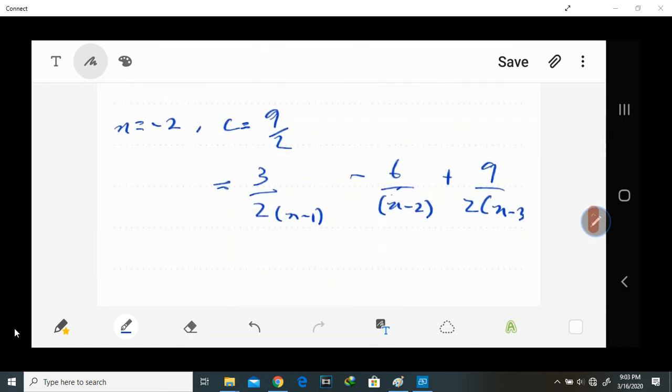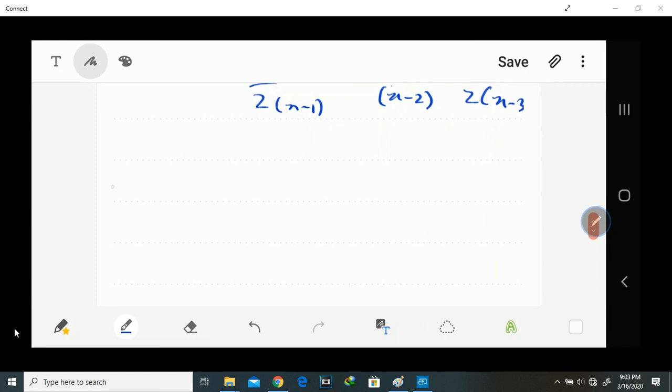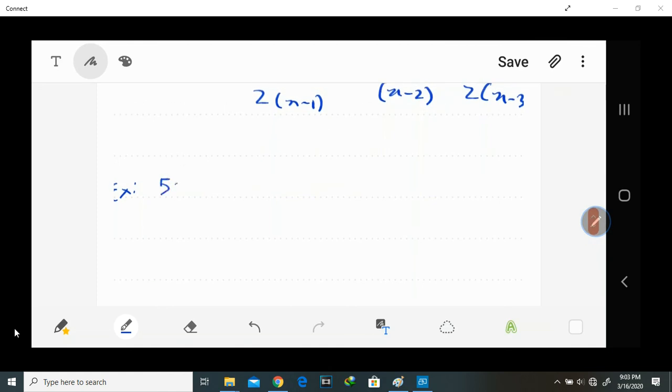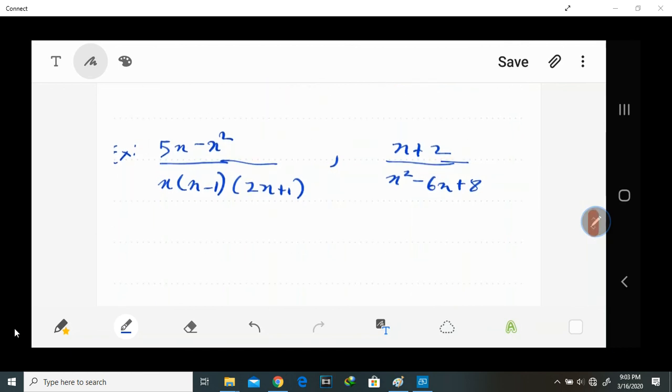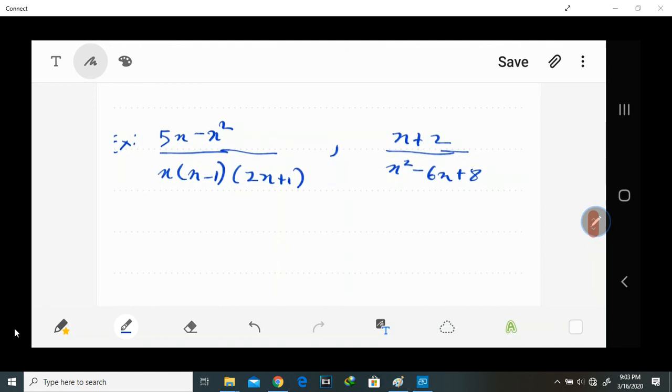Right, so that's it guys, and I'll give you 2 more examples for you to try, and you have the answer in the link. Try these examples, and the answer is given in the below link. You can click it and see whether you have got it right.